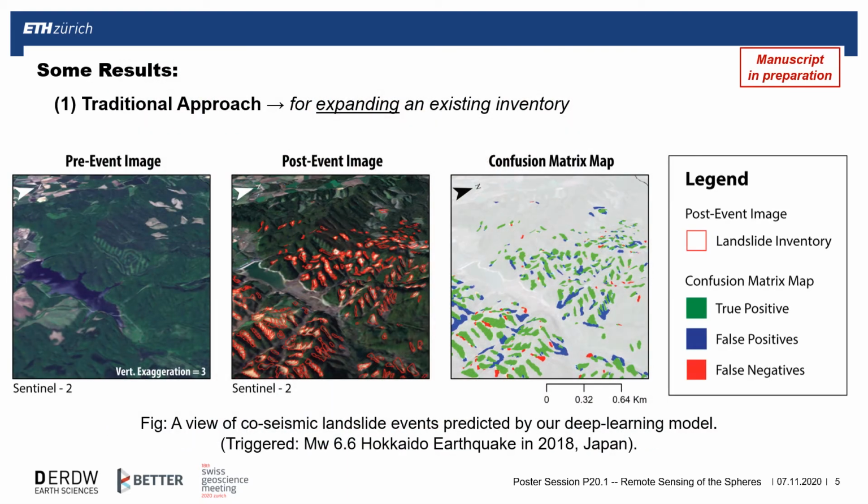Here is the result of applying our CNN model in a traditional approach. You can see the confusion matrix shows the true positive, and false negative detections. Here, the green polygons are the correct detections, the red polygons are the missed out landslides, and the blue polygons are over predictions.